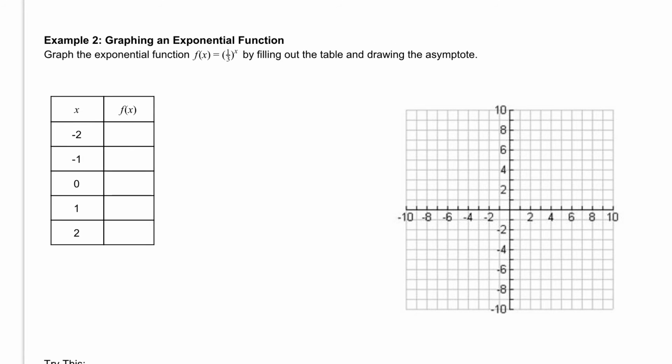Now, if we take a look at the function itself, which is f of x equals 1/3 to the x, this number right here, which is called the base of the function, if that number is between 0 and 1, this is going to be a decay function. When this value is greater than 1, that's when you have your growth function. So let's start by filling out our table just like we were doing in the previous example.